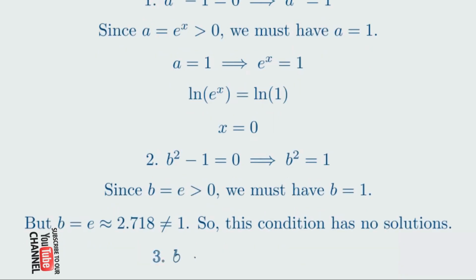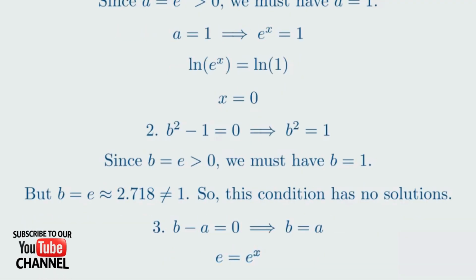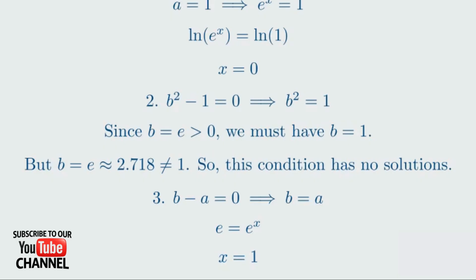The third condition is b minus a equals 0, which means a equals b. Substituting back, we get e to the x equals e. This directly gives us our second solution, x equals 1.